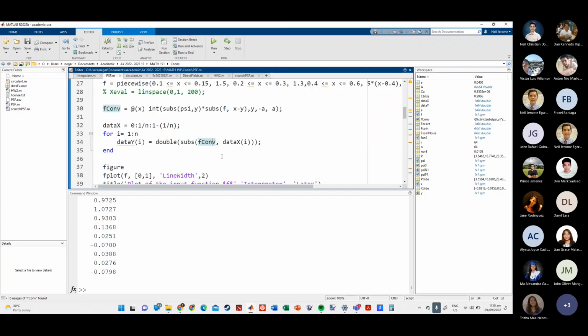Okay. So here you go. Gusto ko makita nung itsura ng convolution ni F. So ang gagawin ko ngayon, naggawa ako ng mesh of points. Ito na yung mesh of points sa line 32. So ang mesh of points ko ay tinawag kong data X.